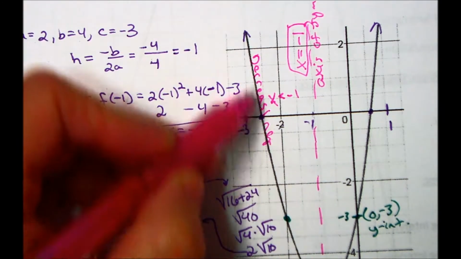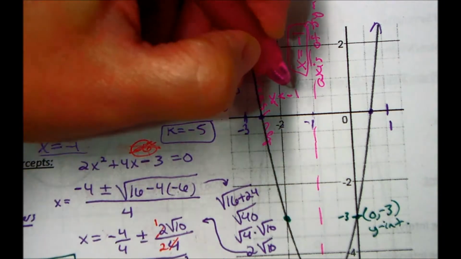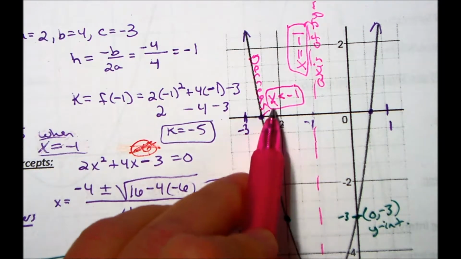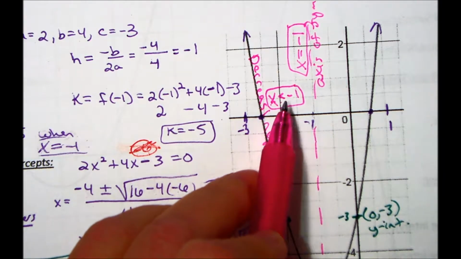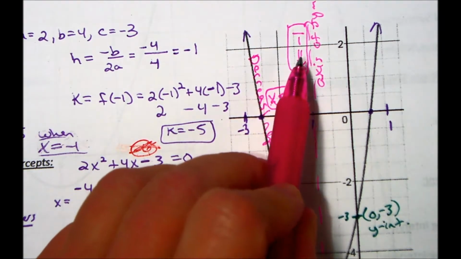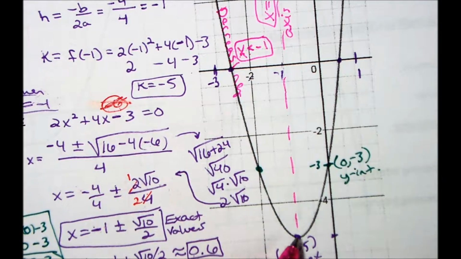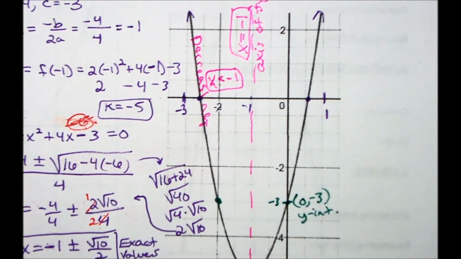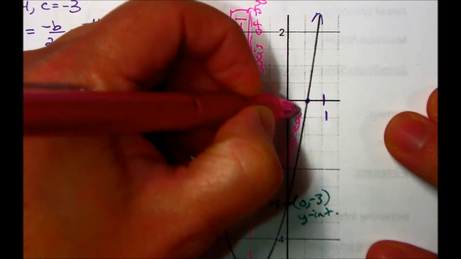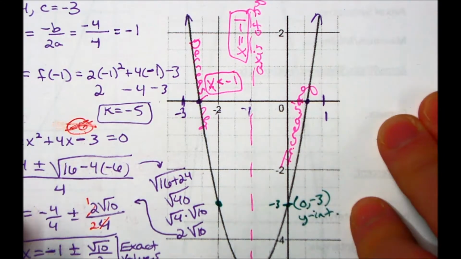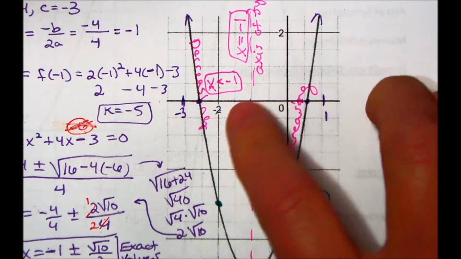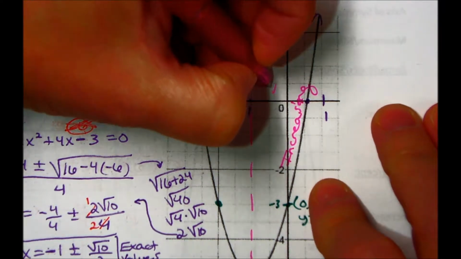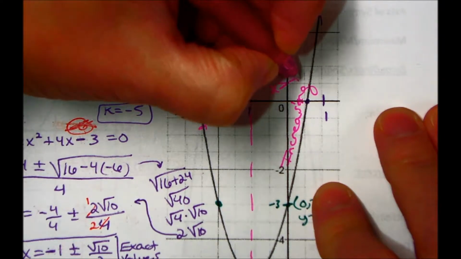So this side of the graph is decreasing, and it's decreasing when x is less than negative 1. Notice I do not say equal to, because when x is equal to negative 1, it's neither increasing nor decreasing because that's your vertex. So it's decreasing when x is less than negative 1. On the right side, you would say that this is increasing. So the increasing interval, again, is similar to your axis of symmetry, but instead of the equals, we would say when x is greater than negative 1.